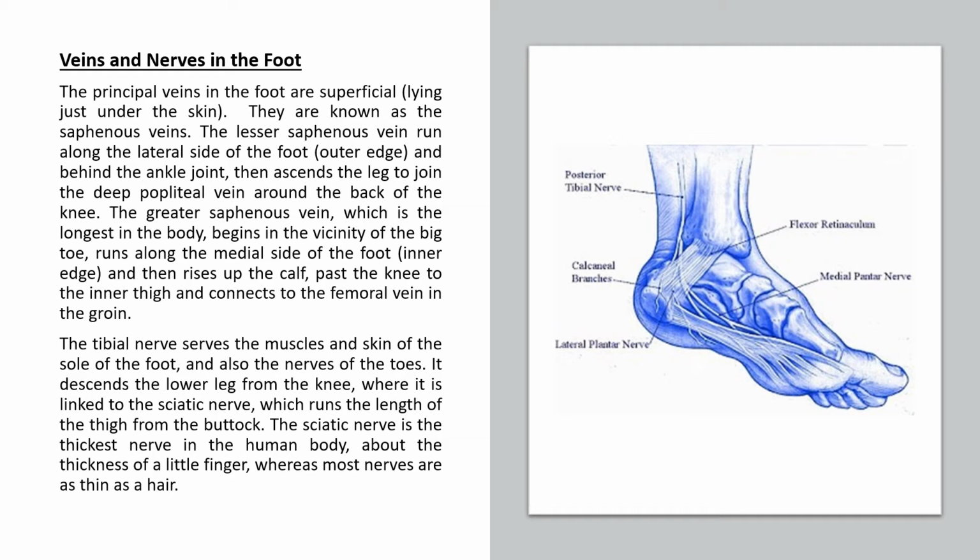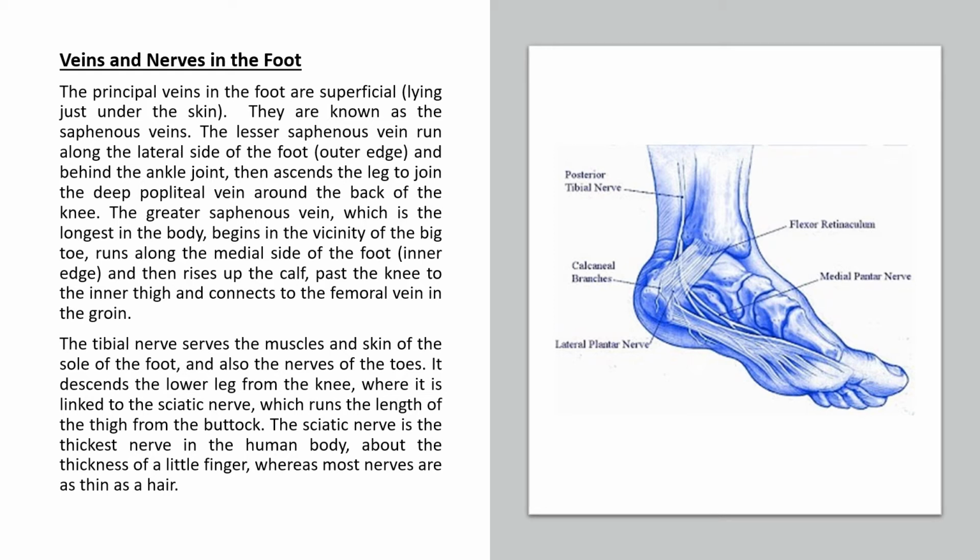back of the knee. The greater saphenous vein, which is the longest in the body, begins in the vicinity of the big toe, runs along the medial side of the foot, the inner edge, and then rises up the calf past the knee to the inner thigh and connects to the femoral vein in the groin.